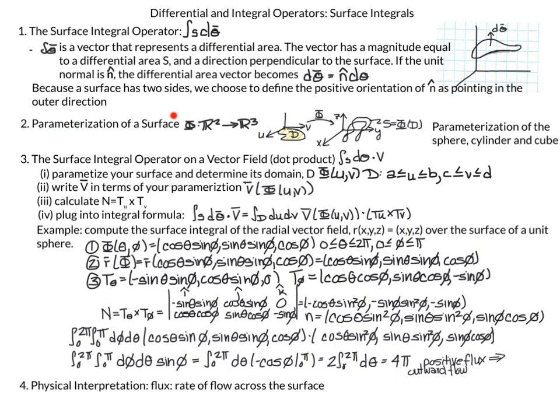So once we talked about parameterization of a surface, we talked about applying the surface integral operator then to a vector field using the dot product. And there were 4 steps we had in doing this calculation. The first one was to parameterize our surface and determine its domain. The second is we wrote our vector field here, this vector field V, which I should put a line over.